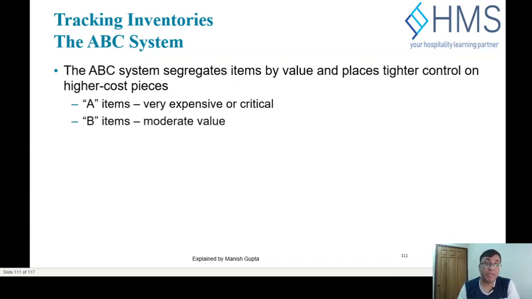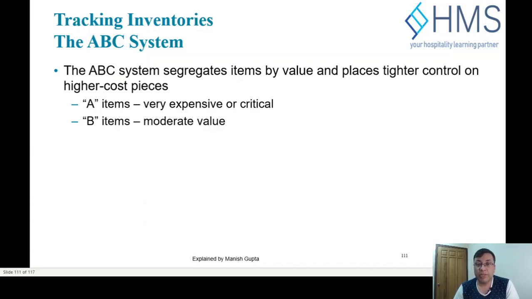Then you have B, which are moderate in value, moderate in capital, moderate in criticalness. They are not really critical, but they have a moderate value. So those are B items, which usually have some tighter control.